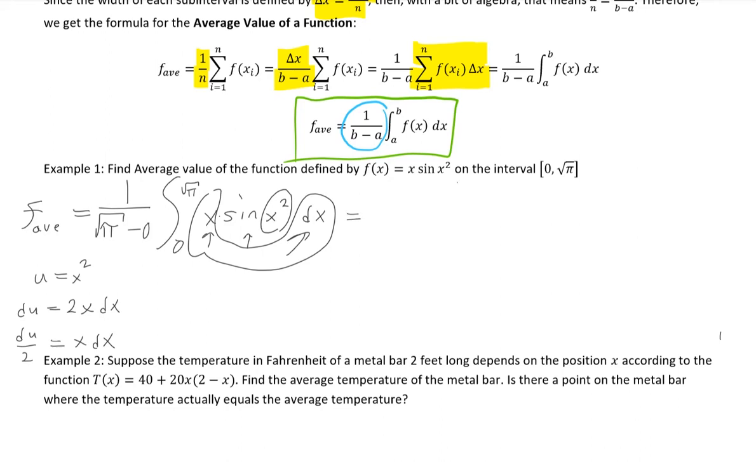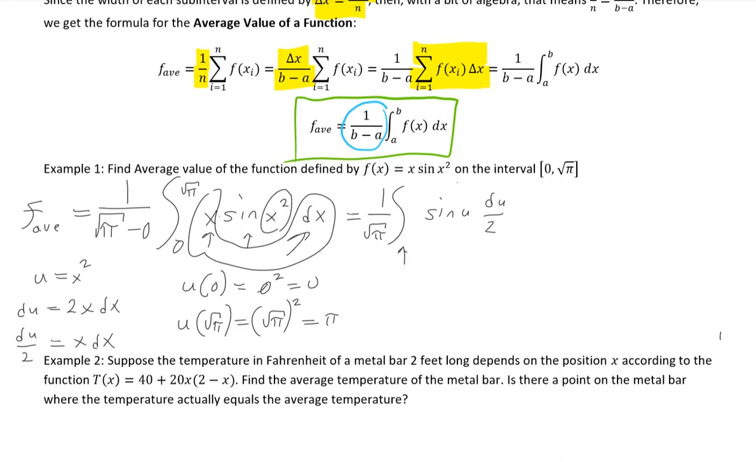And thus I can replace all of this with 1 over root pi times the integral of sine of u times du over 2. I can also change the bounds, because I can plug in 0 and root pi. u of 0 would be 0 squared, which is 0. u of root pi would be root pi squared, which is just pi. So then my bounds are now 0 to pi.